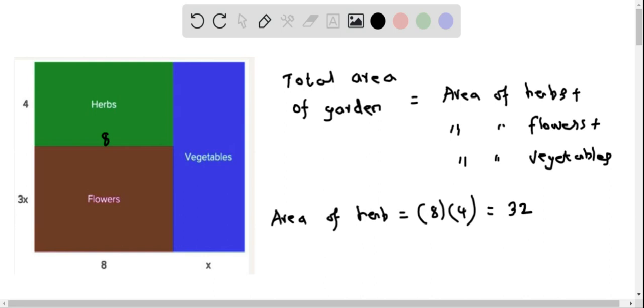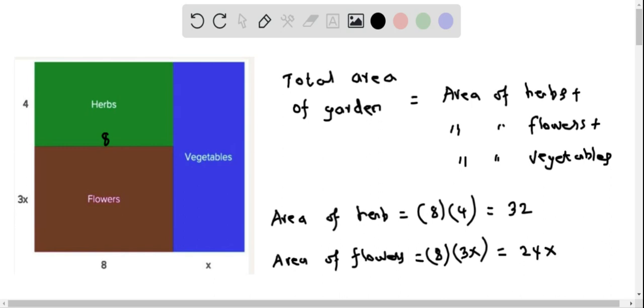Now let's determine the area of the flowers. Area of flowers region, and this equals, once again, length times width because this is a rectangular area. So the length we can consider as 8 and the width is 3x. So 8 times 3x: 8 times 3 is 24, and this is 24x.